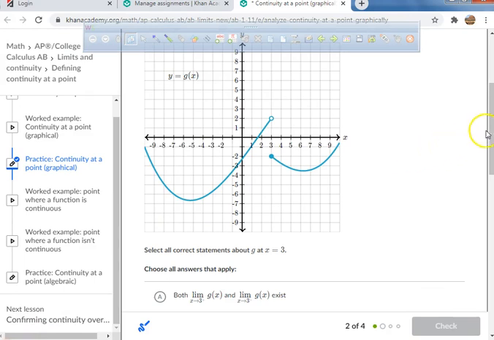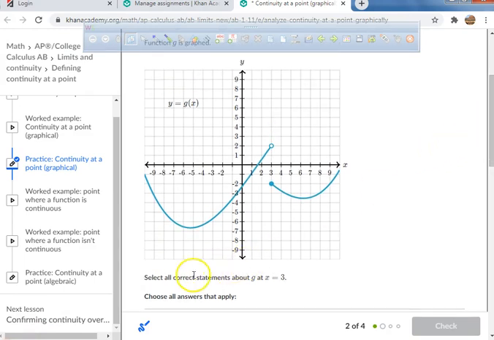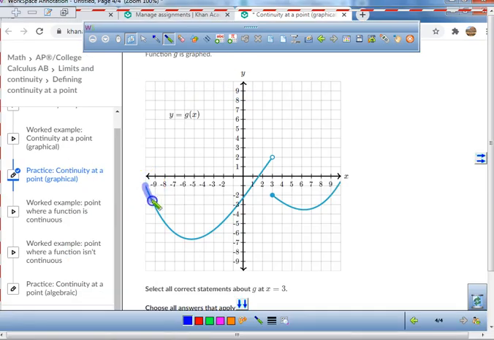All right, let's take a look at this graph. Now it says select all the correct statements about g at x equals 3. So right at 3, right here, we see that it's actually going to two different points. From the left, it's approaching 2, but from the right, it's actually approaching -2.